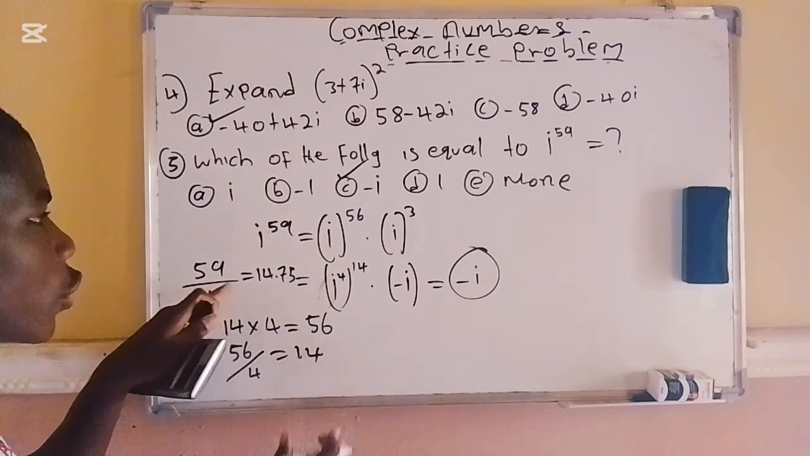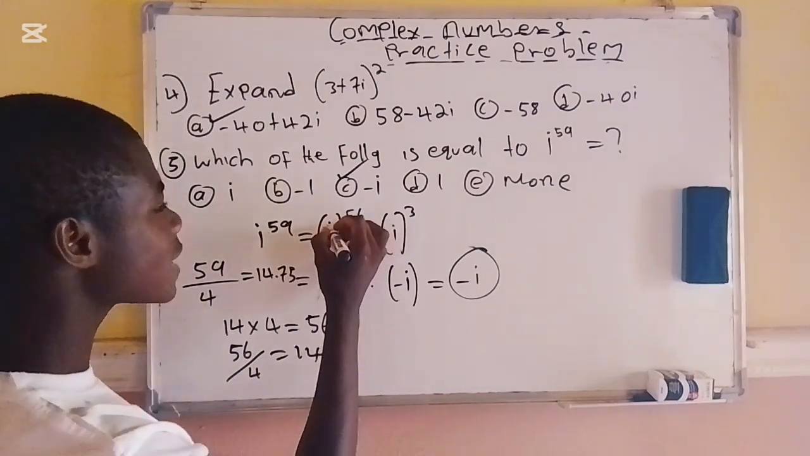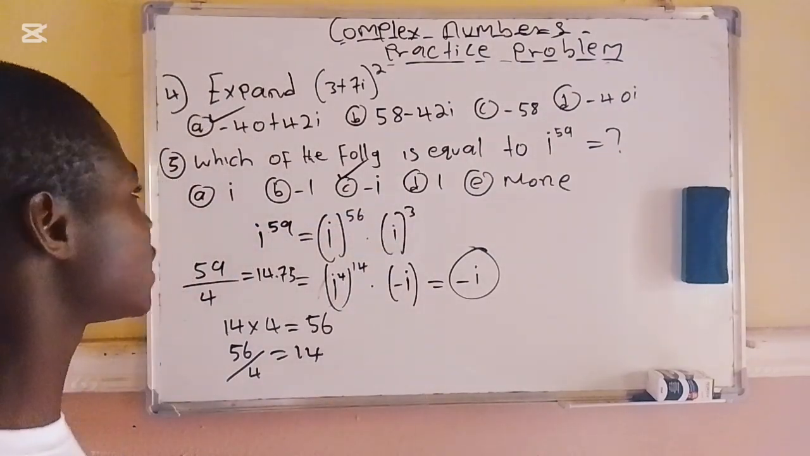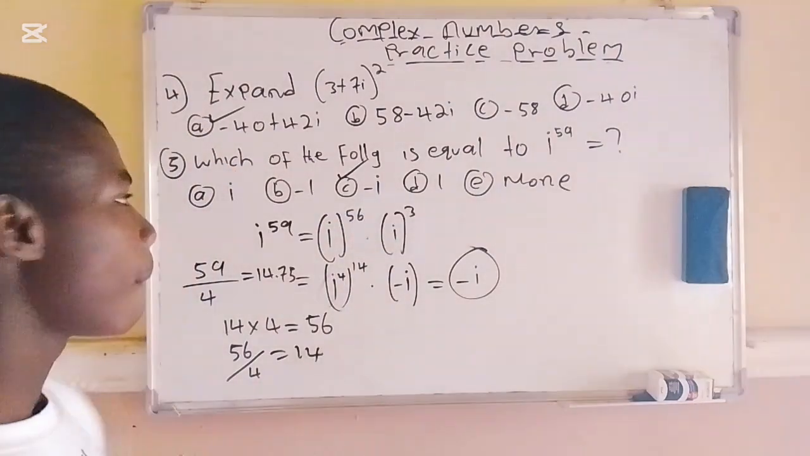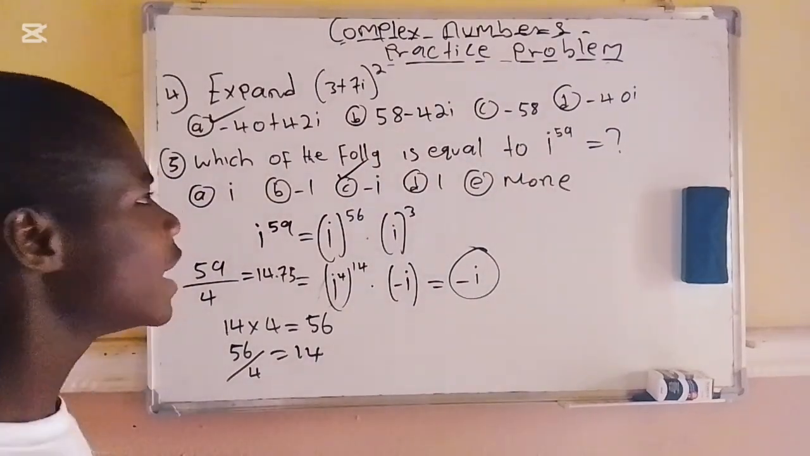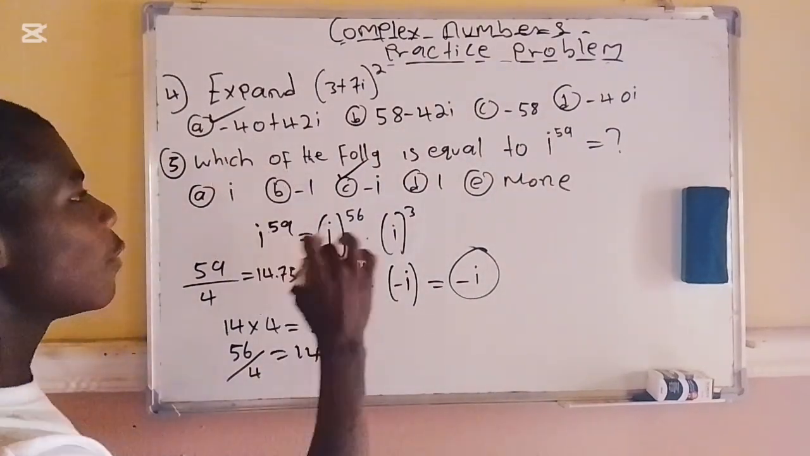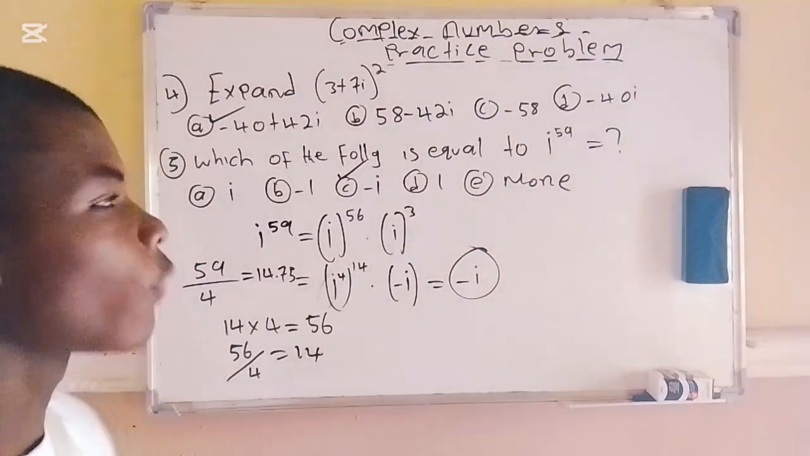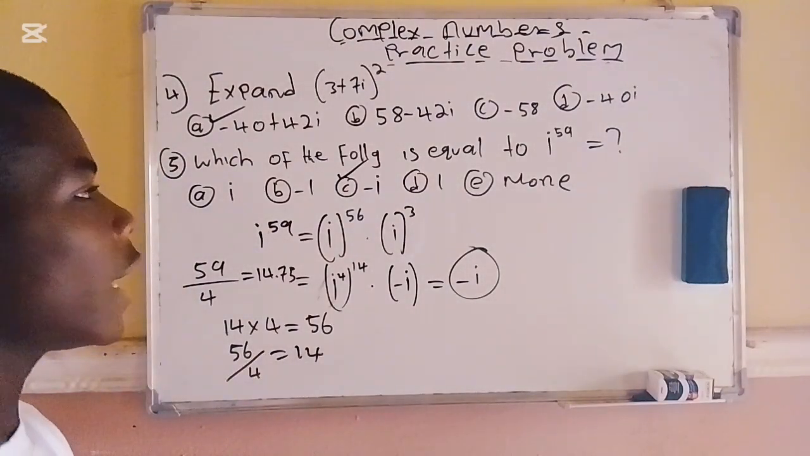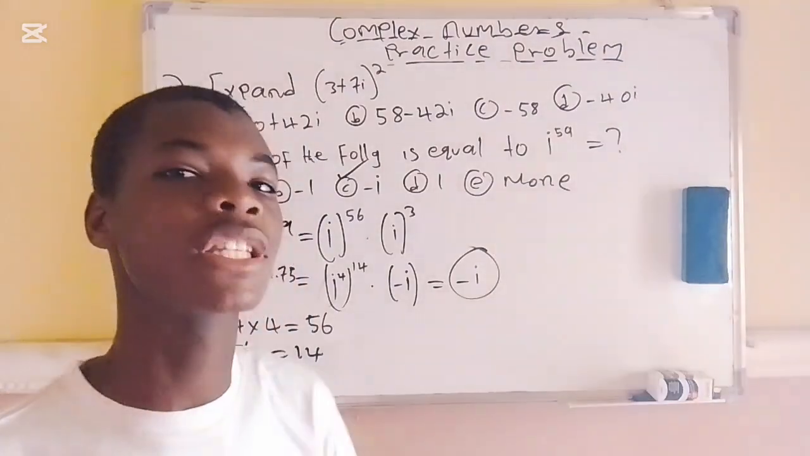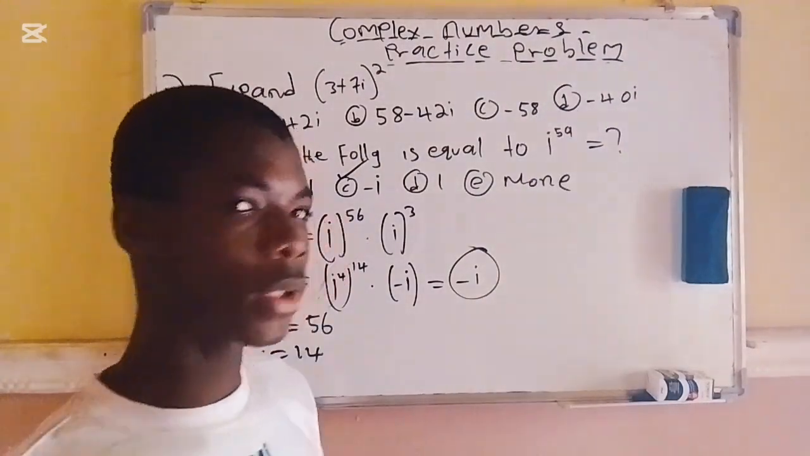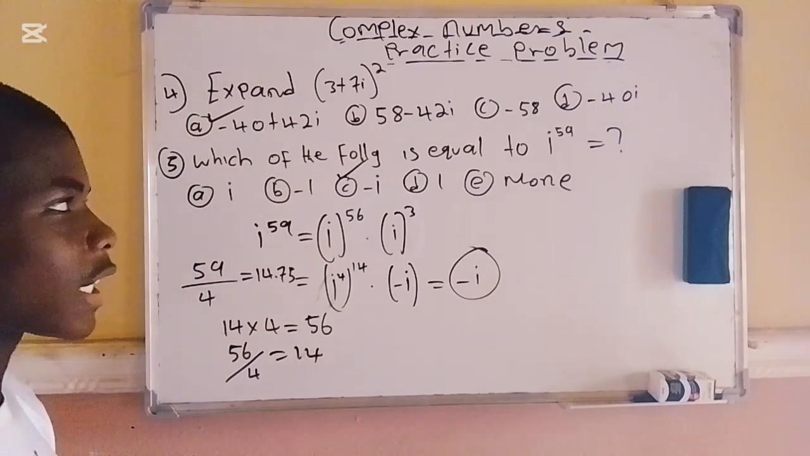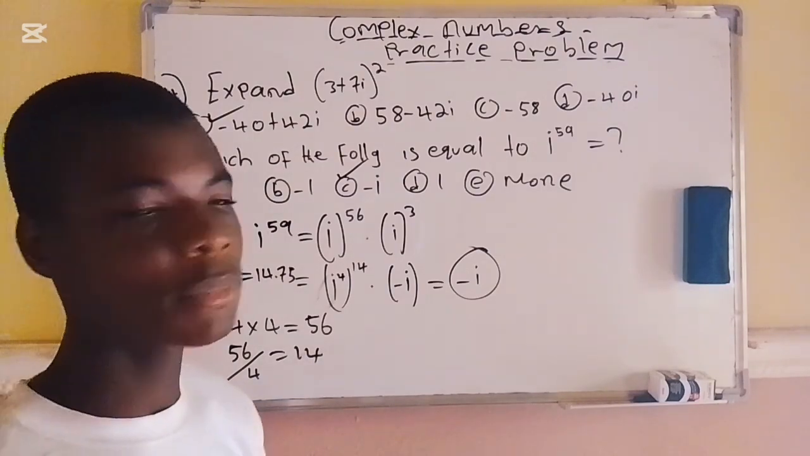The reason I show you this is that i raised to the power of 56 is the same thing as positive 1, but i raised to the power of 59 is not the same thing as i; it is the same thing as negative i. If this question comes across in your CVT, you have to first take a look at the power, whether it is even or odd, before attempting the question.